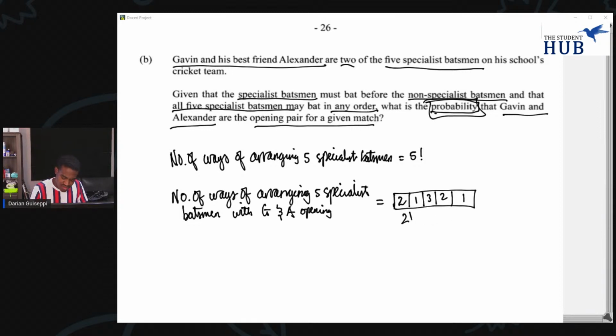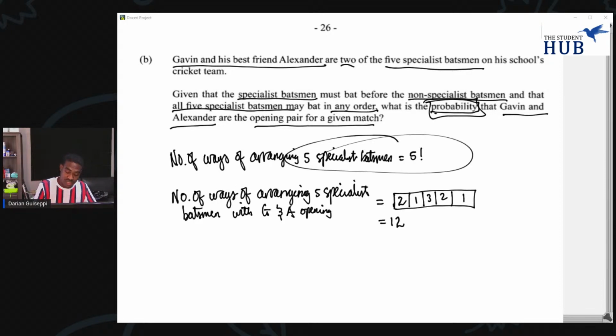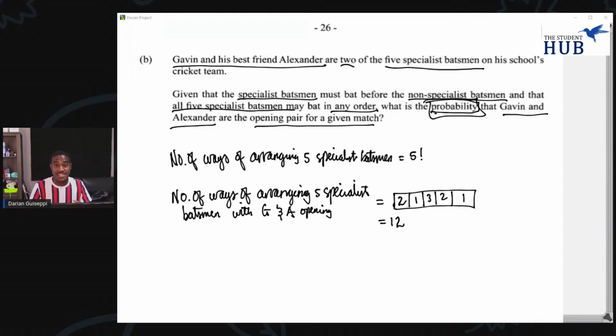So you could see that as well, and this will be a solution there for that, 12. So the next thing we do, we are not finished here, we find the number of favorable outcomes, which would be this. This is your number of favorable outcomes, and this is the total number of outcomes. So now we put everything together into our probability formula.